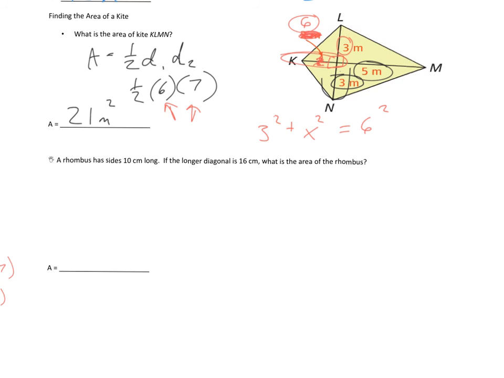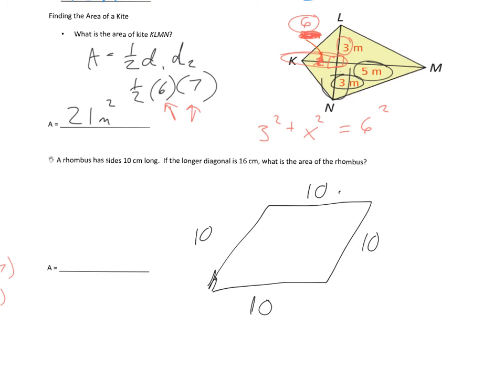All right, last but not least, a rhombus has sides 10 centimeters long. If the longer diagonal is 16 centimeters, what's the area of the rhombus? So I have a rhombus. Remember, in a rhombus, all sides are the same length. In this case, all sides are 10 centimeters. It says the longer diagonal is 16.